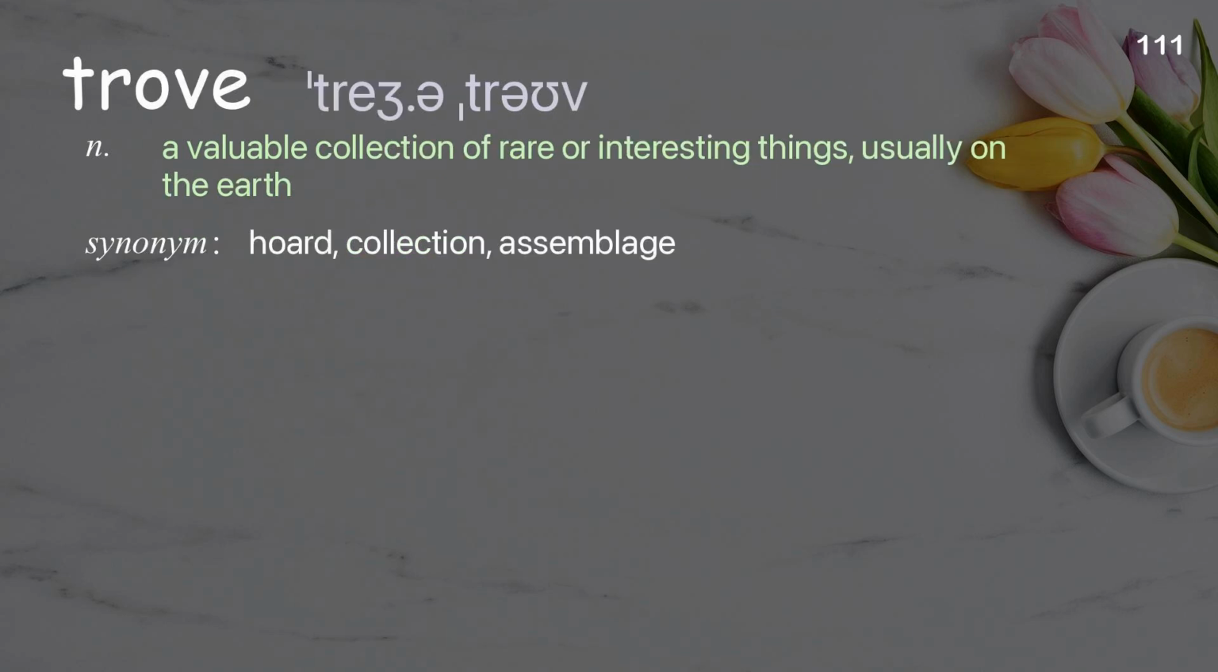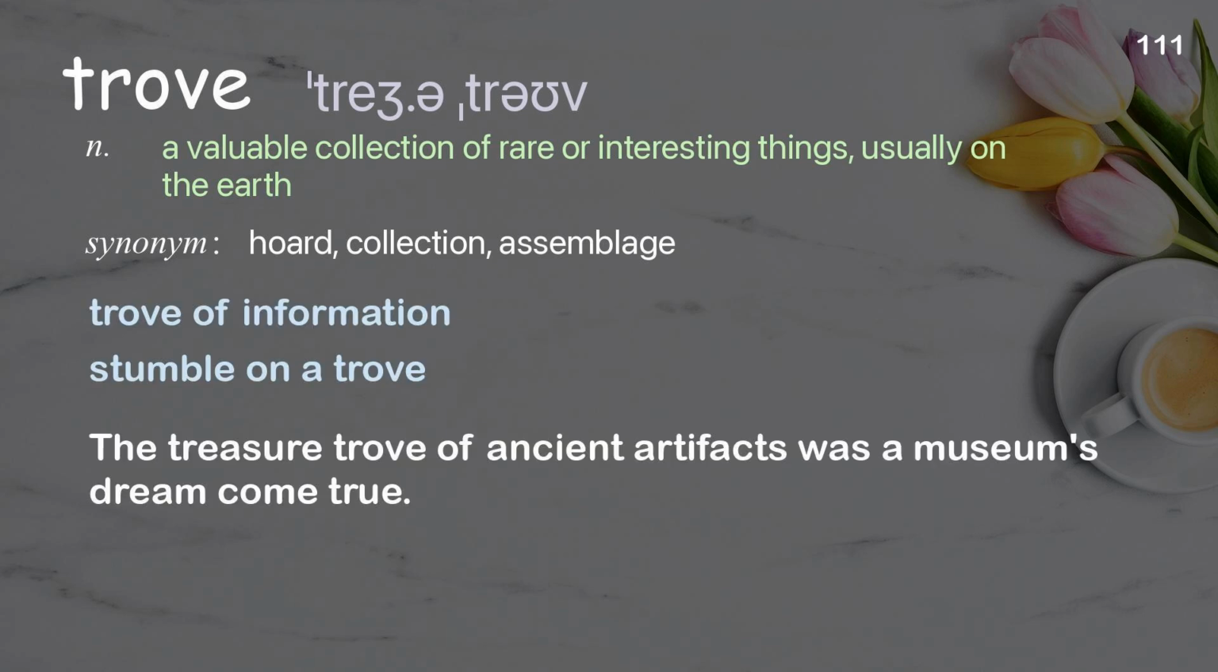Trove. A valuable collection of rare or interesting things, usually found in the earth. Examples: Trove of information. Stumble on a trove. The treasure trove of ancient artifacts was a museum's dream come true.